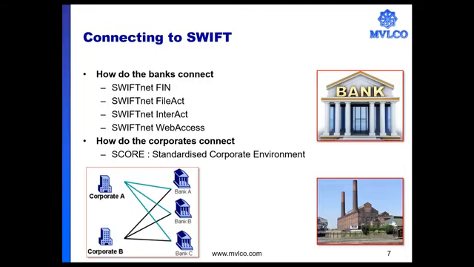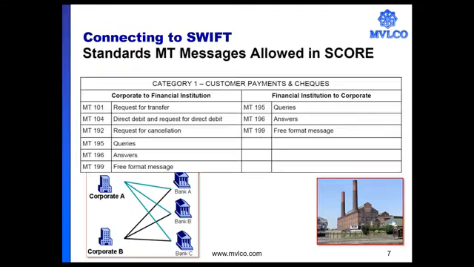A corporate is not allowed to send all different types of messages using this SCORE mechanism. Let's understand what kind of messages they can send. When a corporate wants to communicate with a bank, it can use category 1. Out of category 1, a corporate can send to financial institutions message type MT101 and message type MT104. We will be discussing this MT101 at a later point in time.